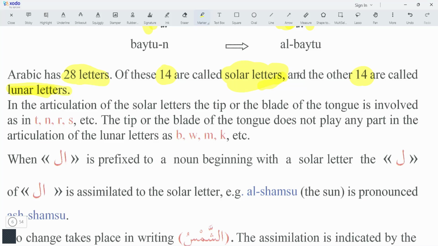In the articulation of the solar letters, the blade of the tongue is involved. So this way you will learn it next.